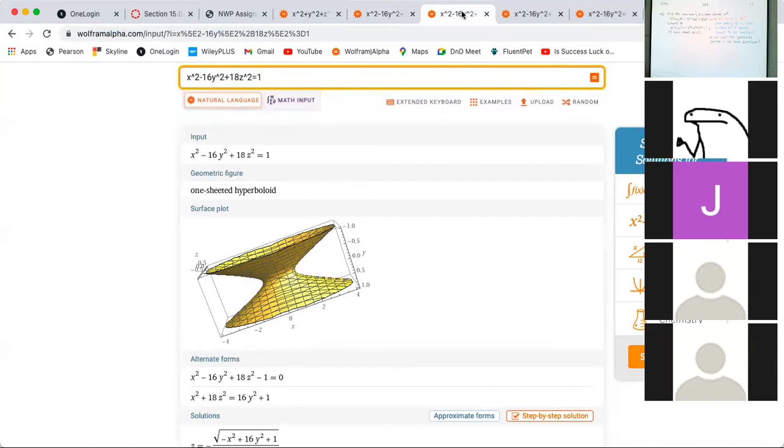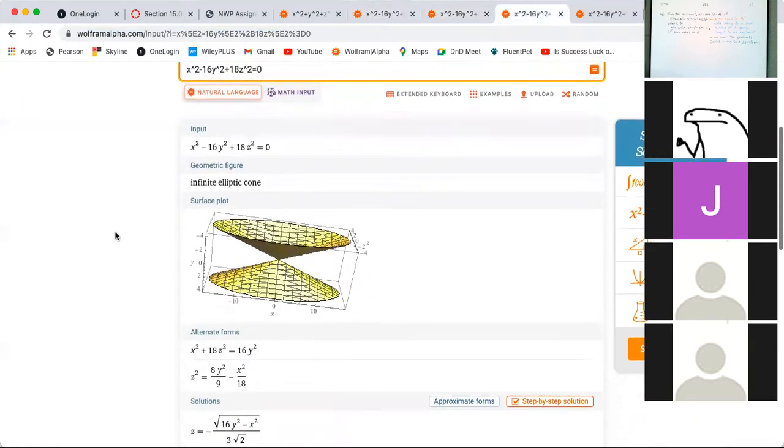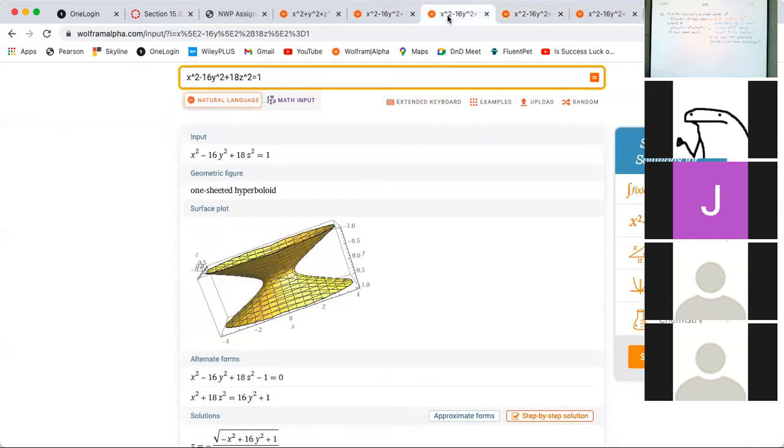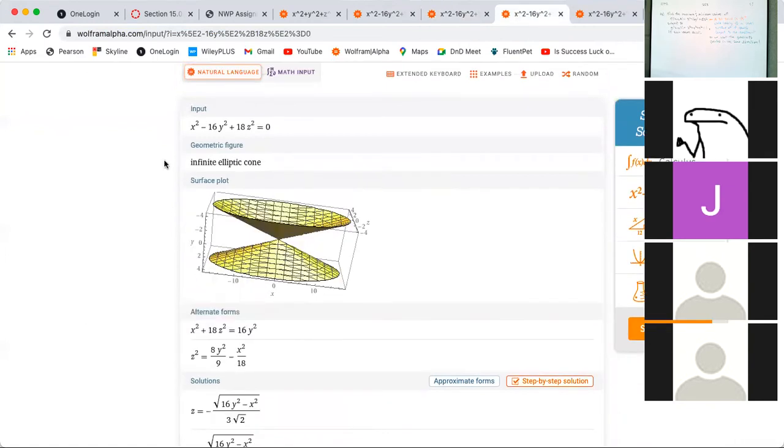When we drop the constant down to 0, we get this infinite elliptic cone. So what's happened is that hole through the center of our hyperboloid has been pinched down to a point.